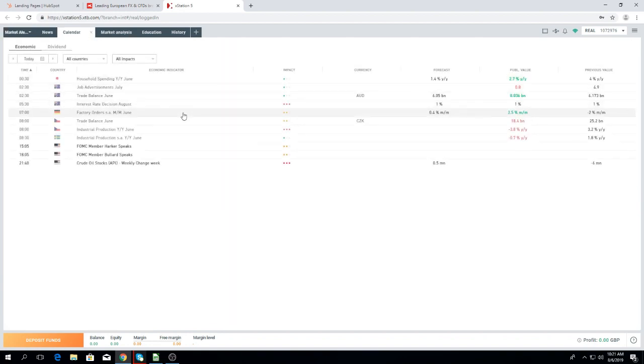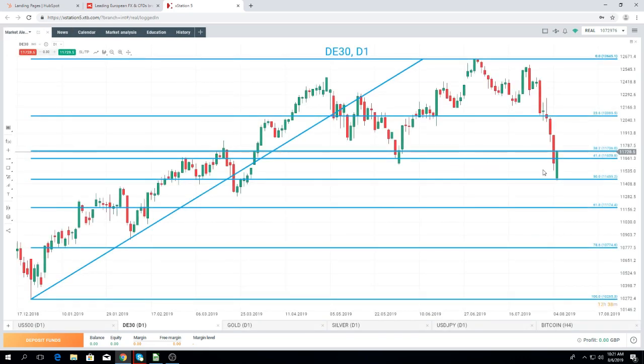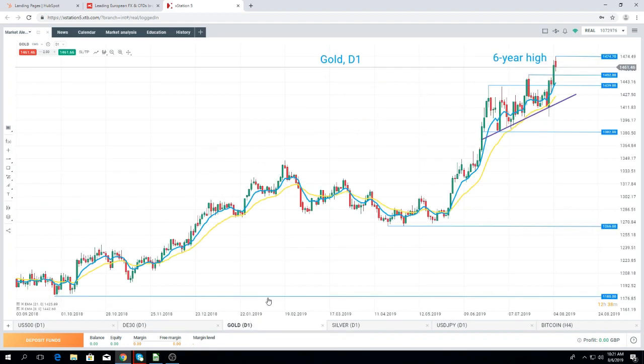If we look at the calendar tab here, you can see German factory orders for June came in far better than expected, a 2.5% pickup month on month, which smashed the forecast of 0.4%, and the previous month saw a 2% decline. So that's a really positive data point. And it's caused quite a nice bounce so far this morning, up over 250 points off those lows around 11,455.